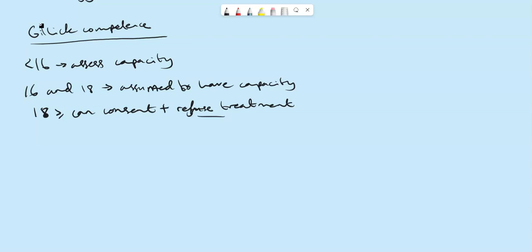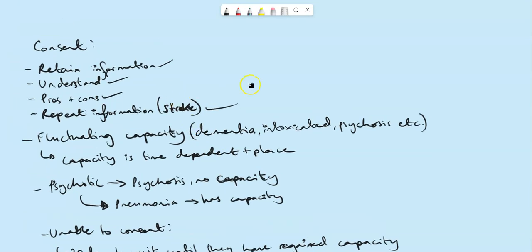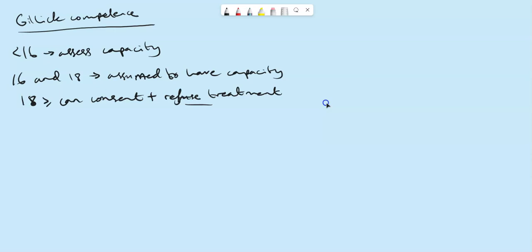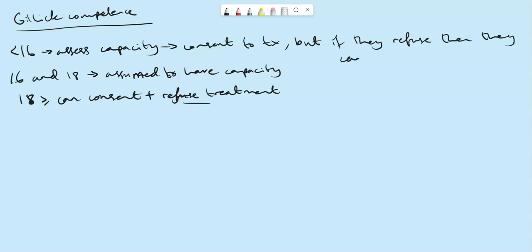Under 16, you need to assess capacity. So it goes back to those 4 principles of: can they retain information, can they understand information, can they weigh out the pros and cons, and can they repeat this information. If they meet those 4 criteria, then they're assumed to have capacity, so they can consent to treatment. But if they refuse, then they can be treated against their wishes.